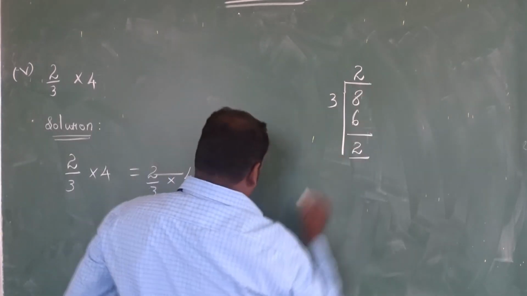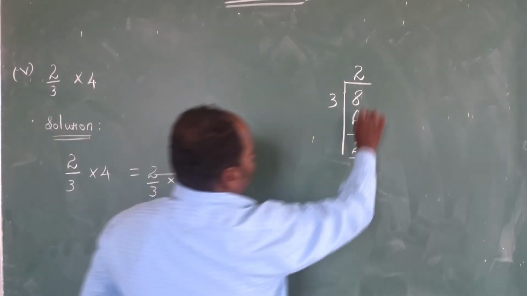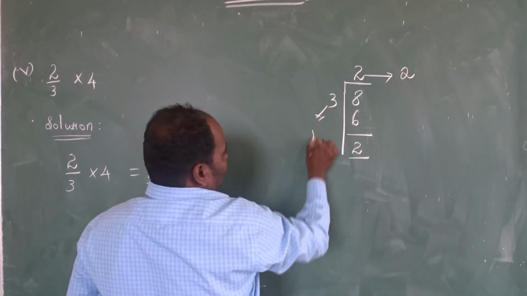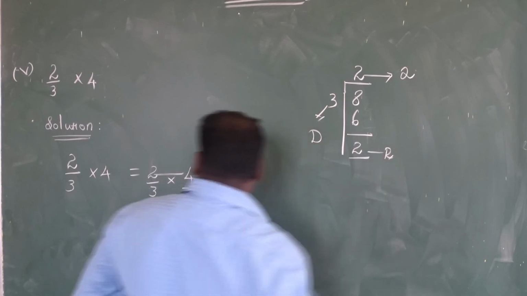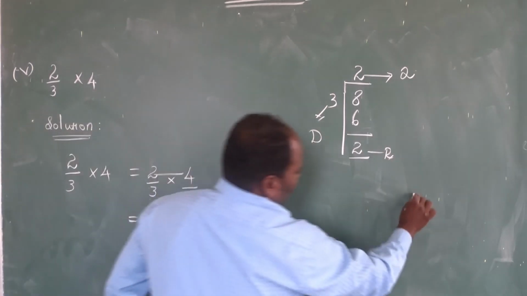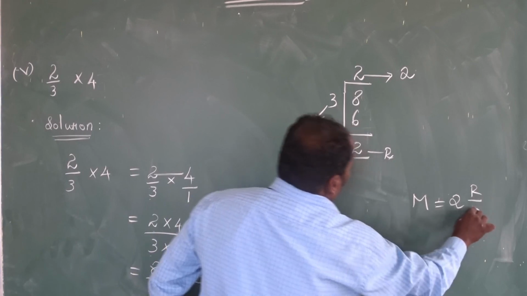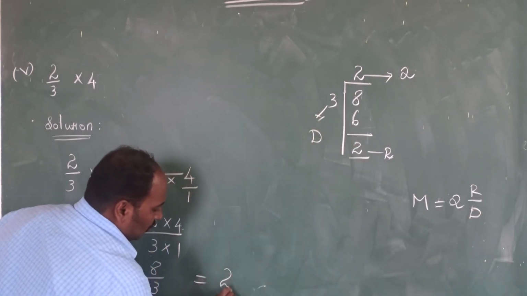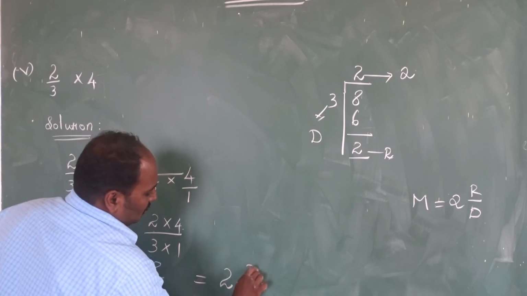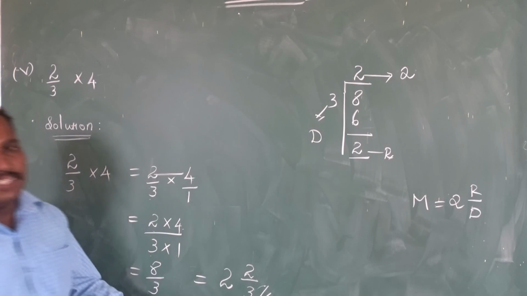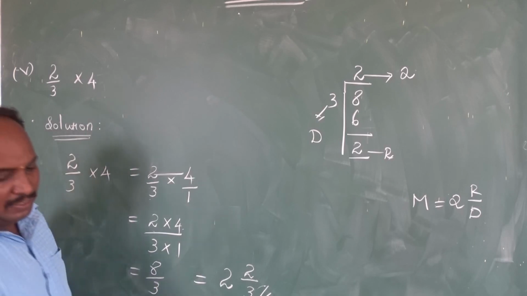So our mixed fraction is Q R by D, where Q is equal to 2, the remainder is 2, and the divisor is 3. So our answer is 2 and 2 by 3.